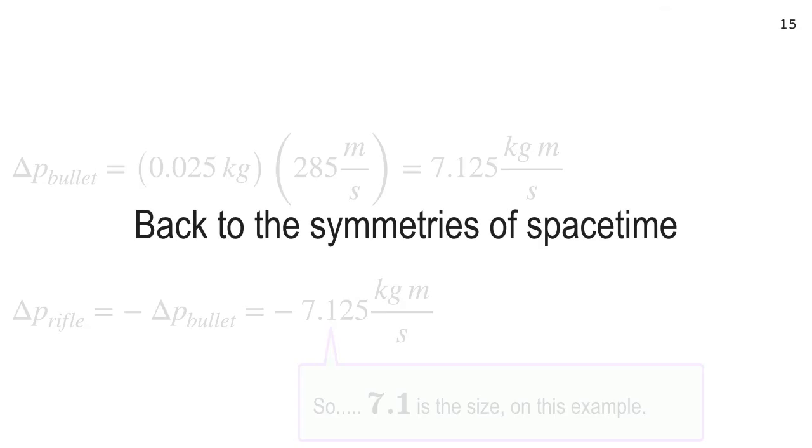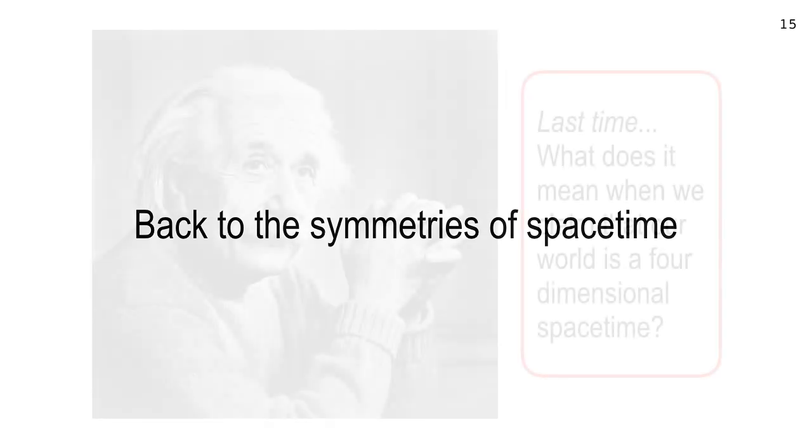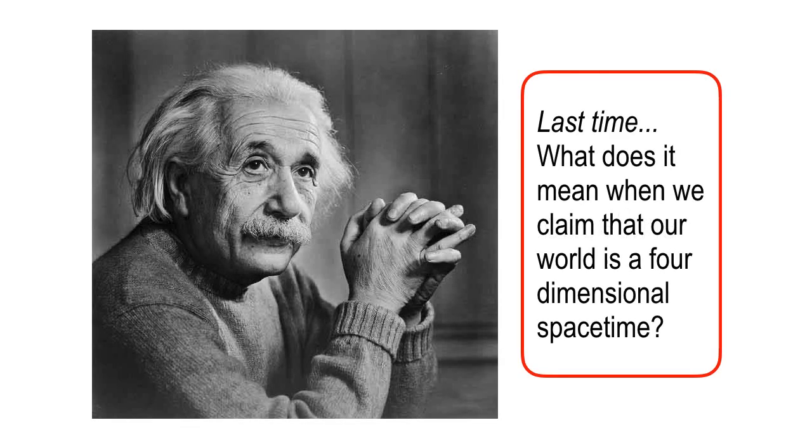All right, now last time we talked about space-time and the symmetries of space-time. And I ended with this question: what does it mean when we claim that our world is a four-dimensional space-time? That's what Albert Einstein is famous for establishing. It's not just three directions, x-axis, y-axis out towards you guys, and z-axis vertically towards the sky. But time is a fourth dimension, and you have to treat it on an equal footing with a spatial dimension. And I'm going to show you how to do that.